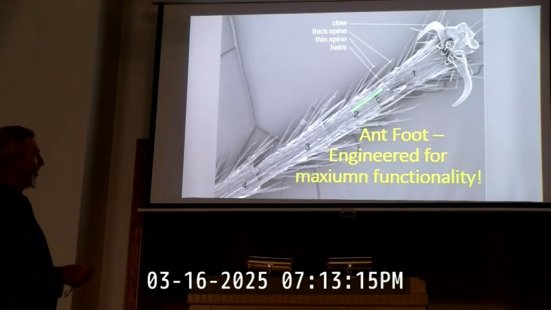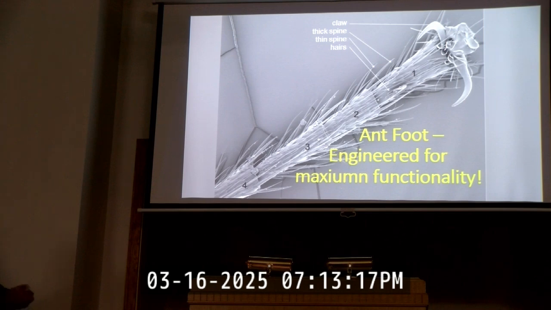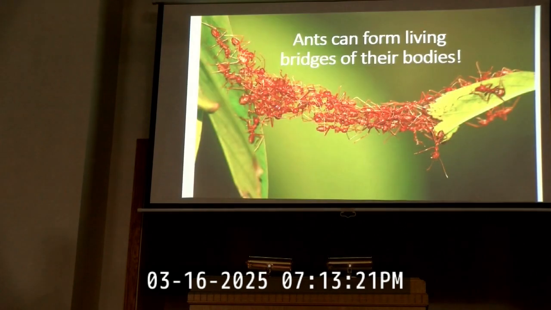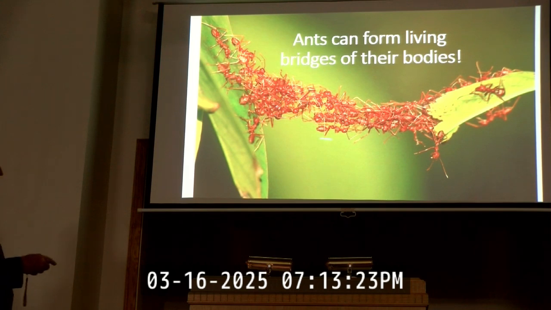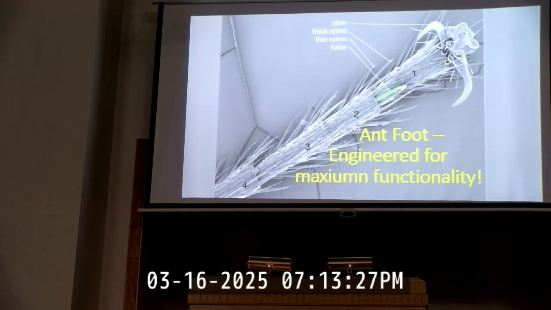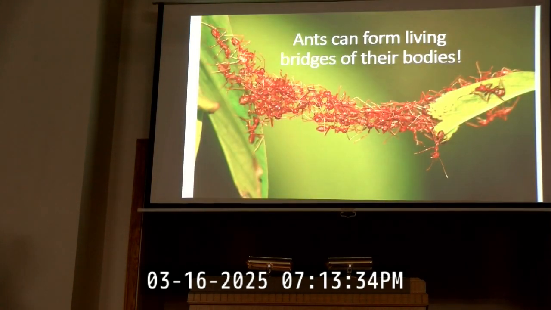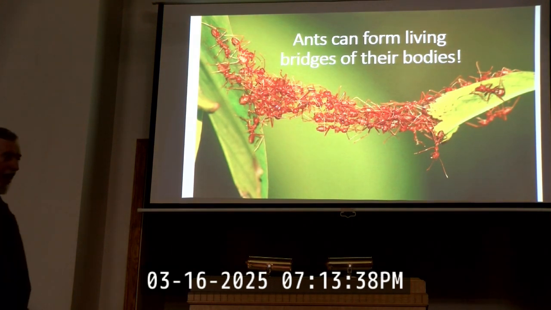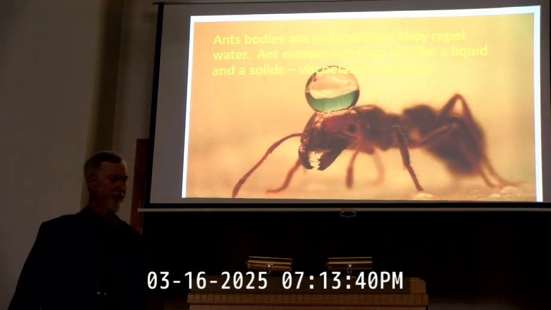All right. The structure of the ant, the foot of an ant, is engineered for maximum functionality. Ants can form living bridges. They interlock those. Look at all the hooks and the hairs and spines, thick and thin spines. Well, they use those, of course, to be able to form living bridges.